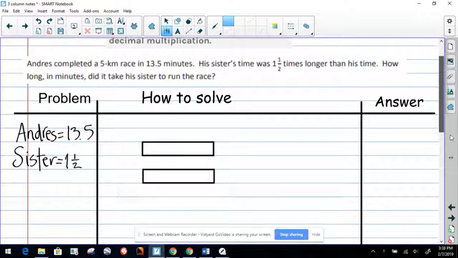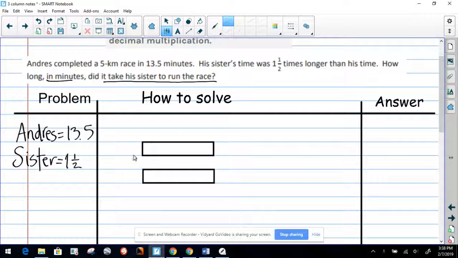Our word problem is already set up. Andres completed a 5K race in 13 and 5/10 minutes. His sister's time was 1.5 times longer than his time. How long in minutes did it take his sister to run the race?